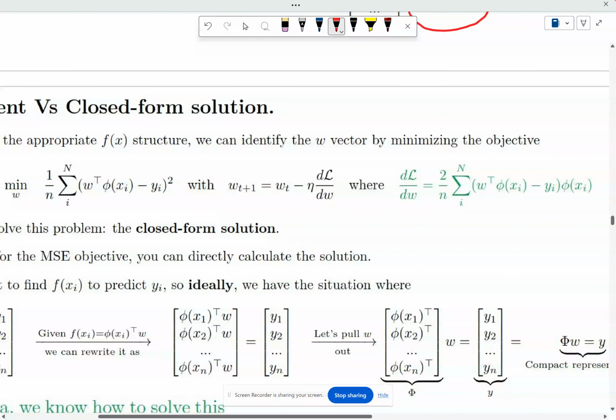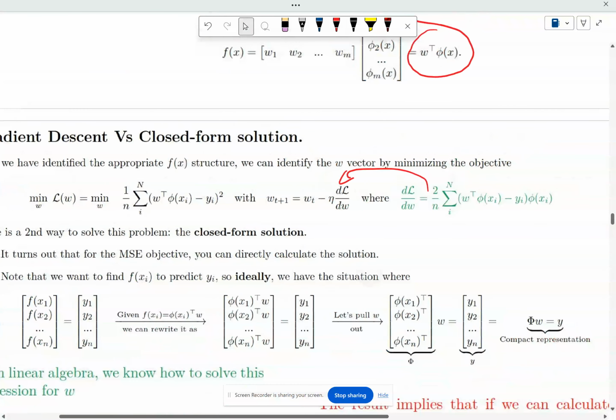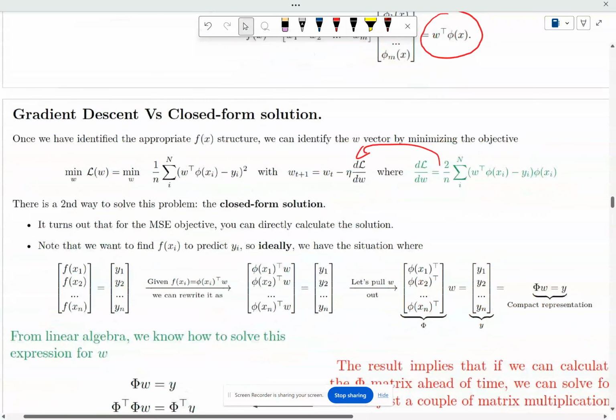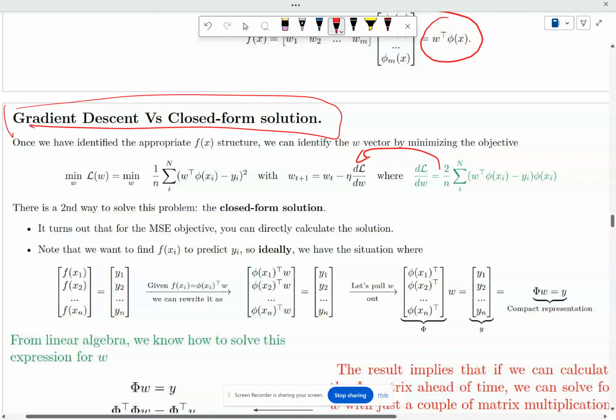And then, of course, here's the derivative. So we just take the derivative, plug it in here, and we can solve it. So that was what we learned last time. What we're going to learn today is yet a different way to solve the same problem.